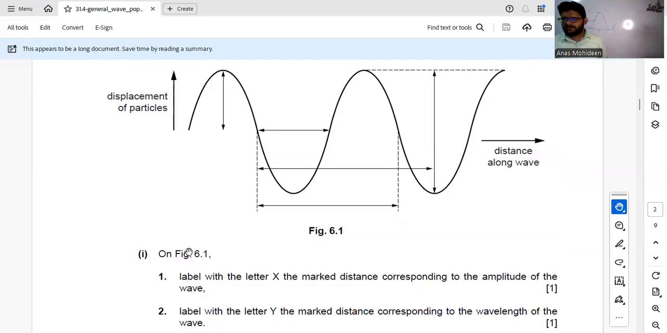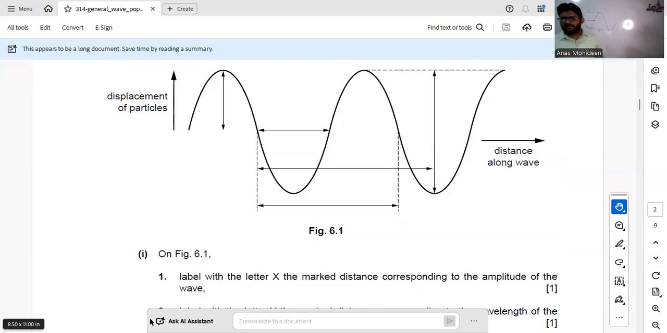Then take the question number 1 and 2. It's already marked, I think. Okay.